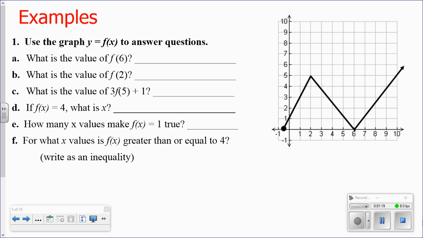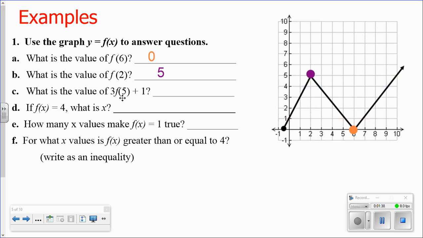So for example, what is the value of f of 6? That means x is 6, and what is y? Y is 0. Find the value of f of 2. We'll go to x is 2, and y is 5.